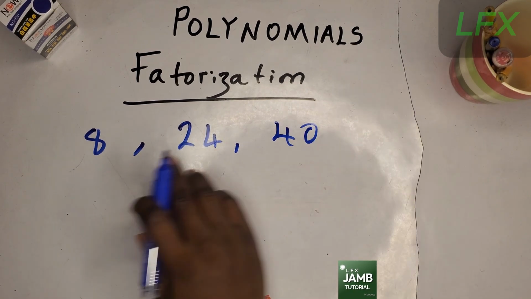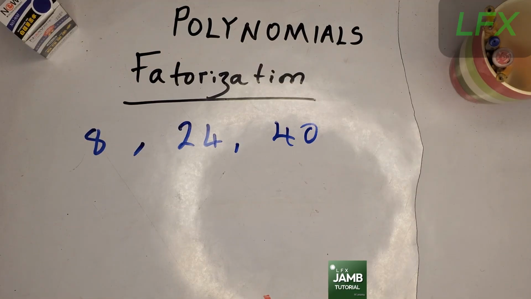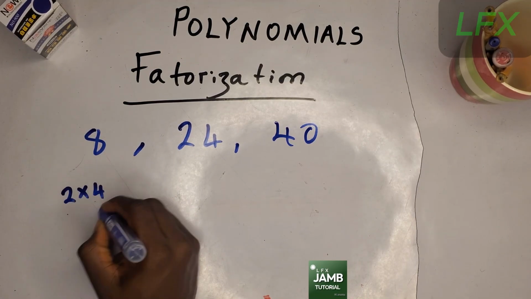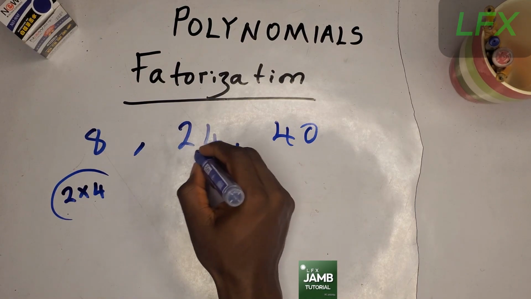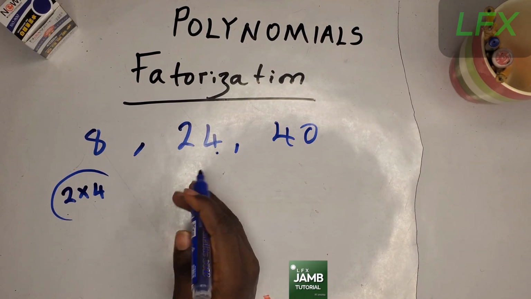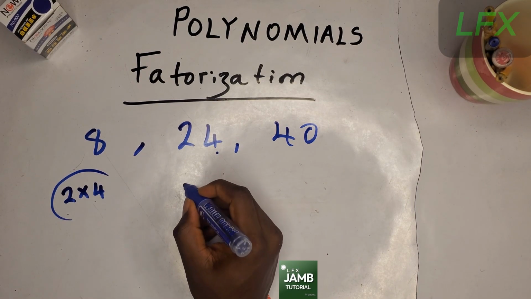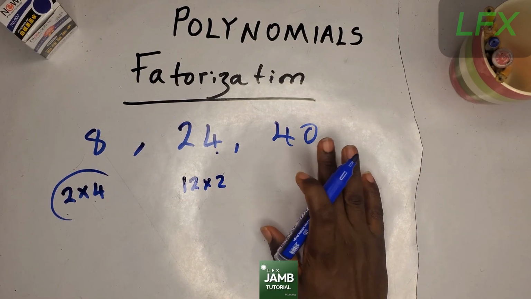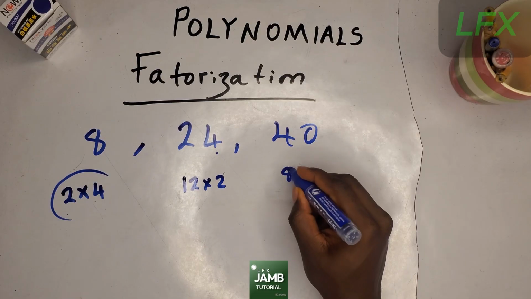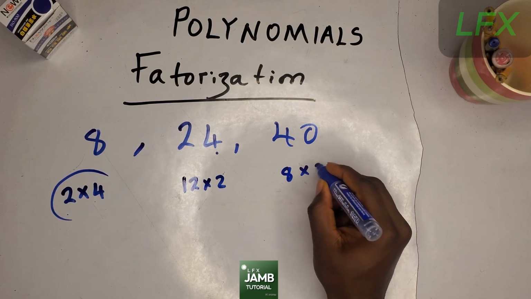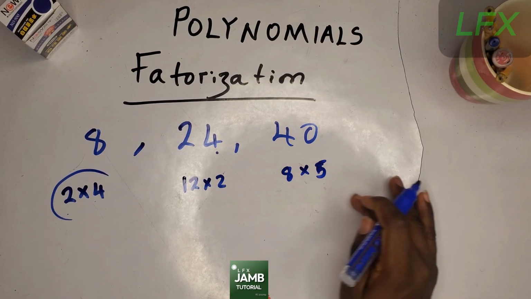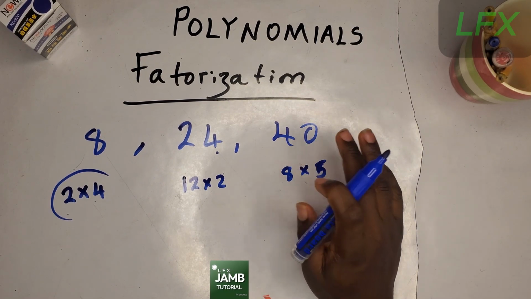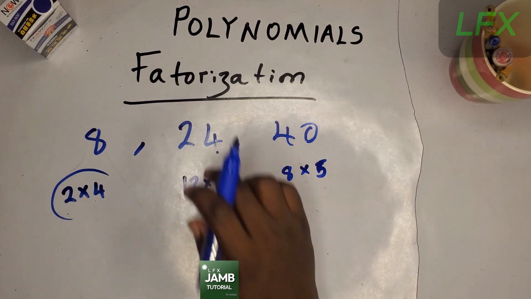So we could break this 8 into smaller factors like what? Let's say 2 times 4. These are factors. We have 24, so we could break this into smaller factors like 12 times 2, right? And we could also break 40 into smaller factors like 8 times 5. This 8 is a factor of 40, 5 is a factor of 40, and all these are factors, right?